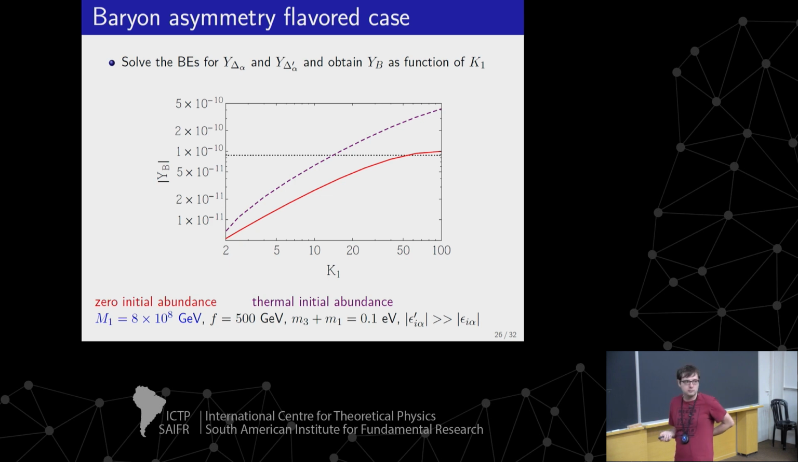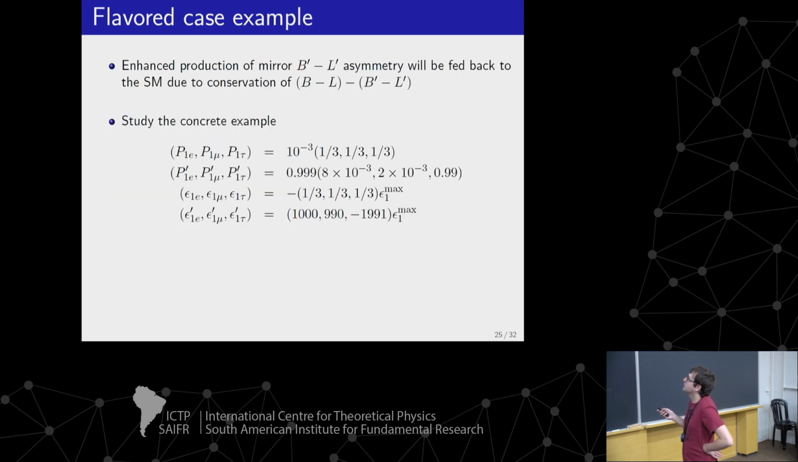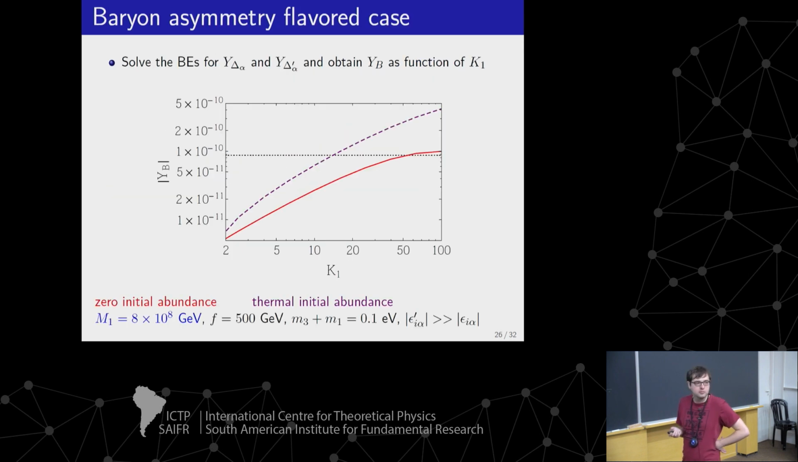This K1 is the washout factor? Yes, it's the washout factor. The larger the washout factor, the larger the asymmetry? Yes, because, as I said, depending on... this is a washout factor, the standard definition, like gamma over H. But then in the Boltzmann equation, the way I've written it, there are some other coefficients in front that, when you multiply, can be 0.1, for example. So instead of 20, it is 2, I don't know, the effective washout factor you get.